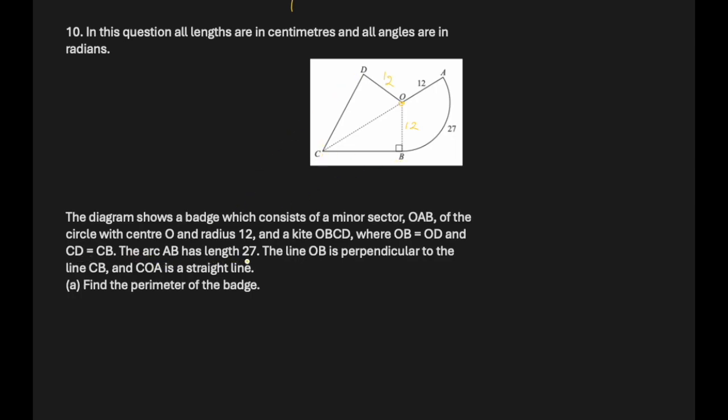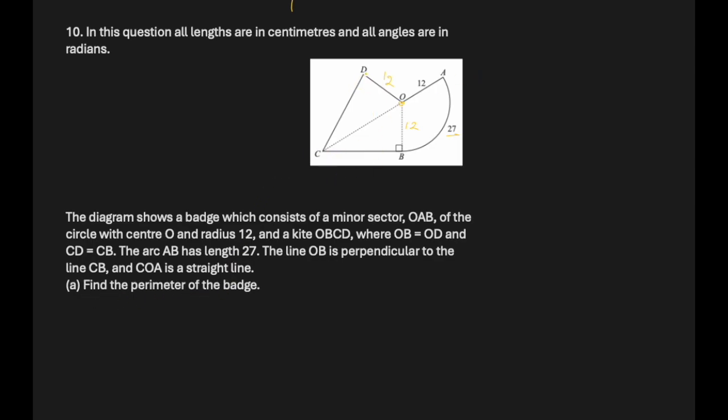The arc AB has length 27, they have given already. The line OB is perpendicular to the line CB, and COA is a straight line. Find the perimeter of the badge.